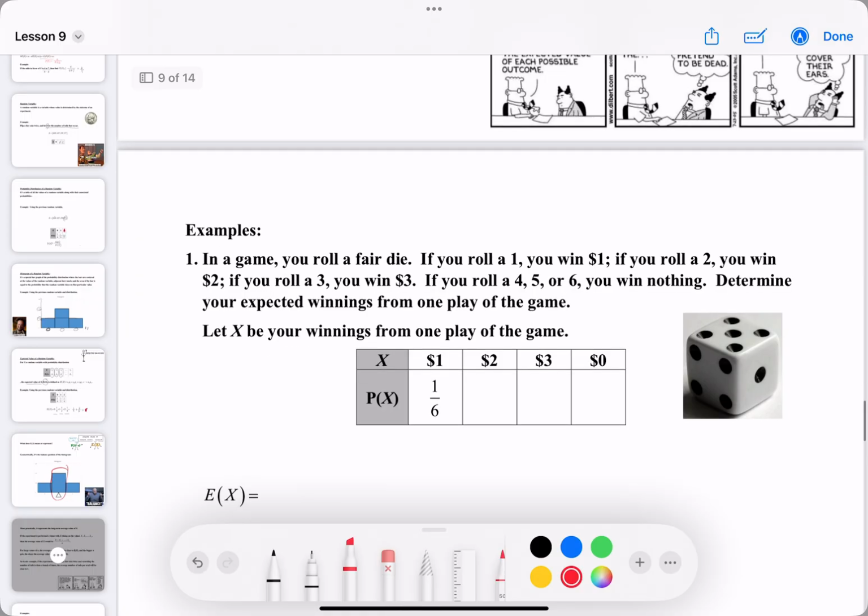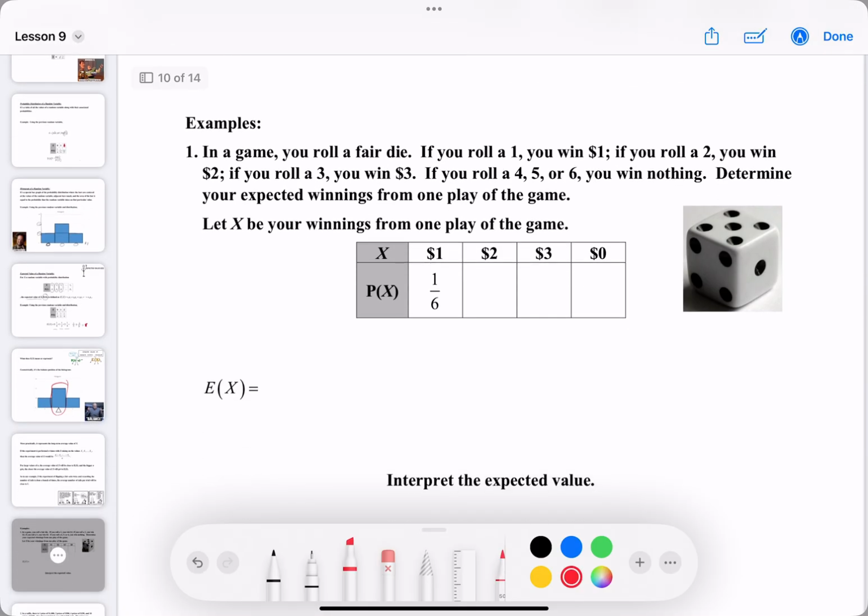All right, let's see the example. In a game, you roll a fair die. If you roll a 1, you win $1. If you roll a 2, you win $2. If you roll a 3, you win $3. If you roll a 4, 5, or 6, you win nothing. Determine your expected winnings from one play of the game. Let X be your winnings from one play of the game.